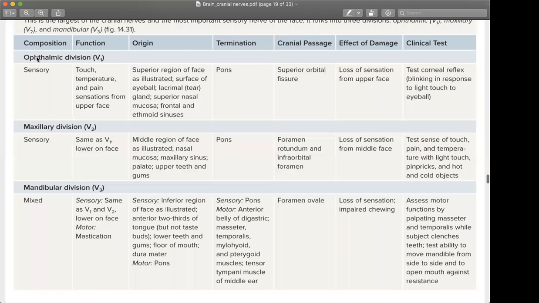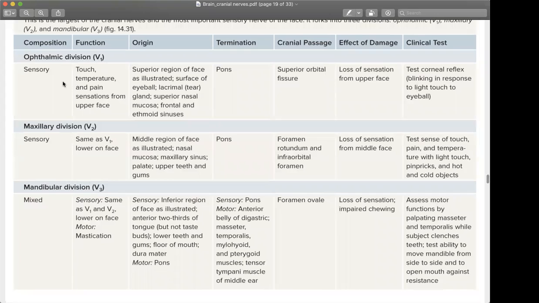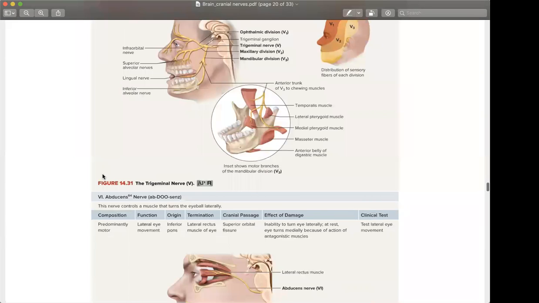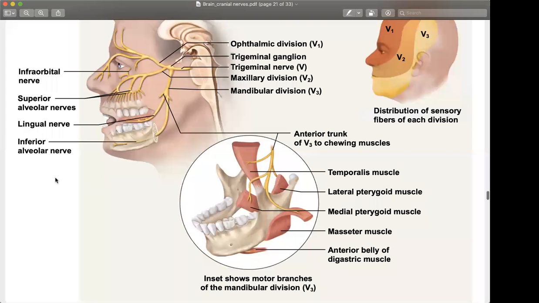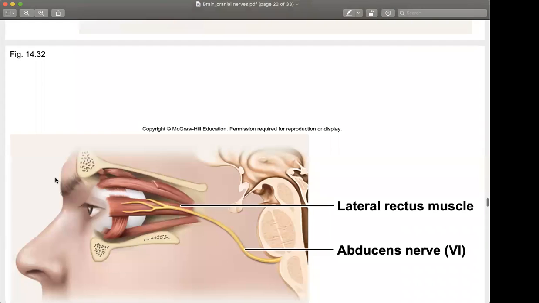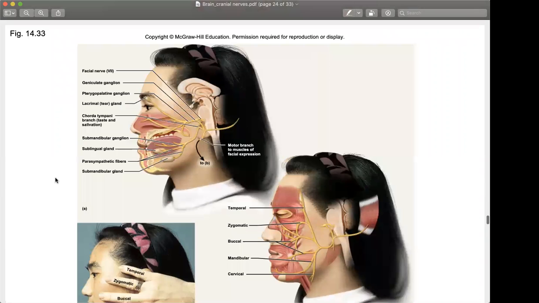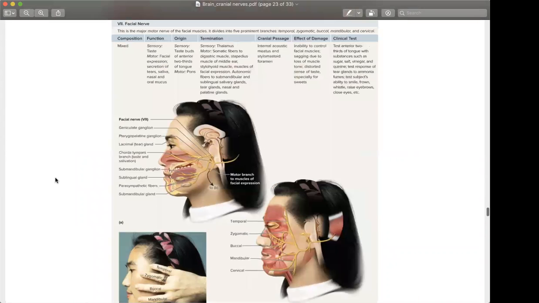Trigeminal, I would not ask you about the different divisions, but just know that it's mostly sensory. There's some mixed. You look at some motor, but again, just be able to identify these nerves if I gave you some sort of identifying information about them. Okay. Again, don't worry so much about the different branches.